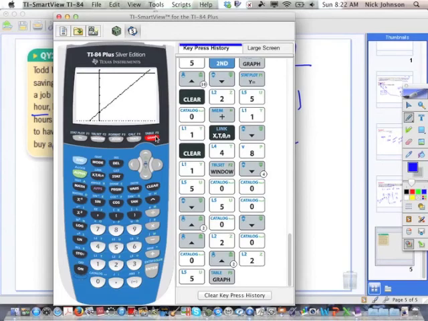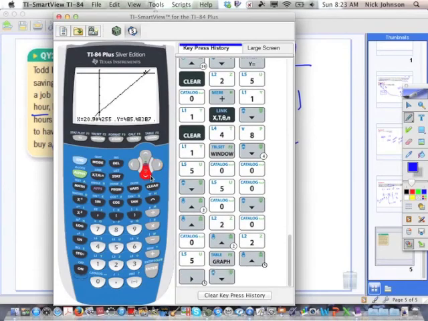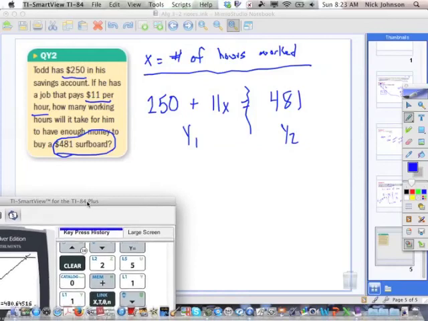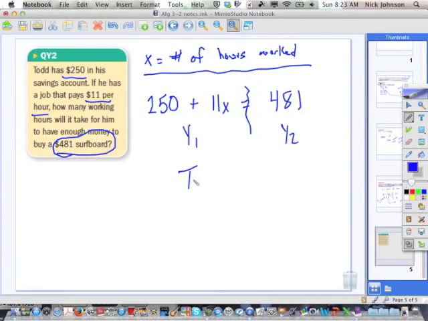I just got lucky. If I would have left it at 10, I would have had to change my X max. So essentially, I just basically got lucky. But if I scroll up here, I can see where those two things intersect, right? And if I go down here, it's going to tell me my X is approximately 20.9 hours. So you could say Todd has to work about 21 hours because his boss probably ain't going to let him work 20.9 hours. So in order to buy that surfboard, Todd is going to have to work 21 hours.